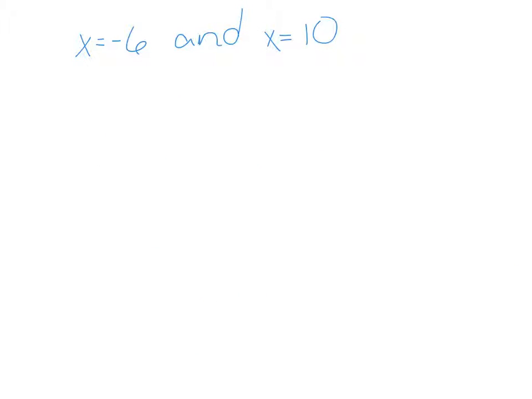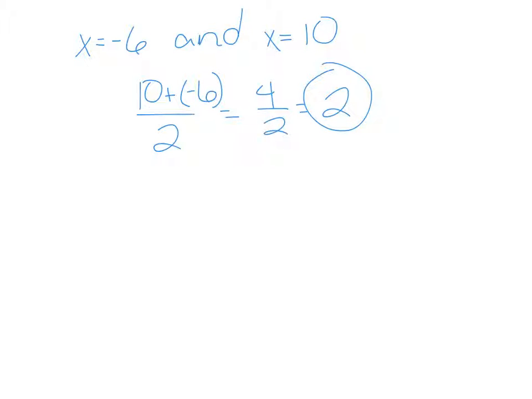Okay, so I'm going to add these up, 10 plus negative 6, and then I'm going to divide by 2, and I get 4 over 2, which is 2. This right here, what this gives me is my number in the middle.